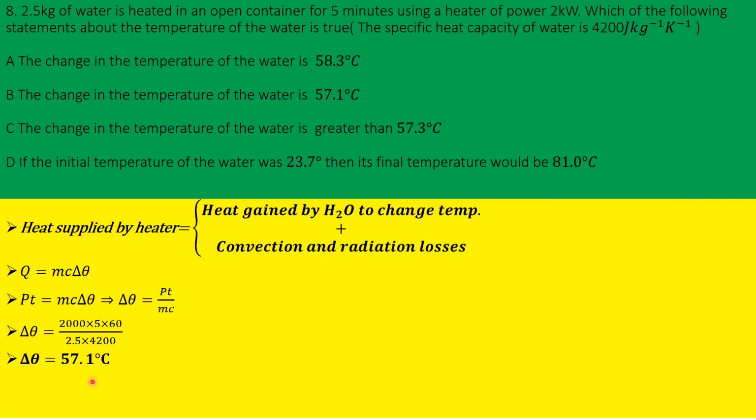Now ideally you expect this temperature change to be lower. Why? Because not all the heat supplied by the heater goes to raise the temperature of the liquid. Part of it is lost to convectional losses and radiation losses, right? Good. So the temperature change should actually be smaller than this, but you don't have an option like that, so the change in temperature of the water is 57.1 degrees Celsius. All right, so that's the answer. So we go ahead. Our answer is, oops, okay, that's a mistake. The answer is actually B.